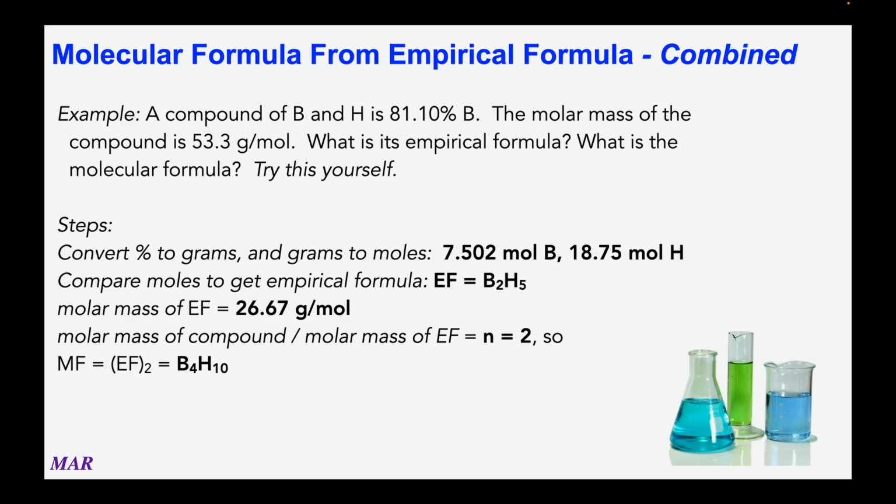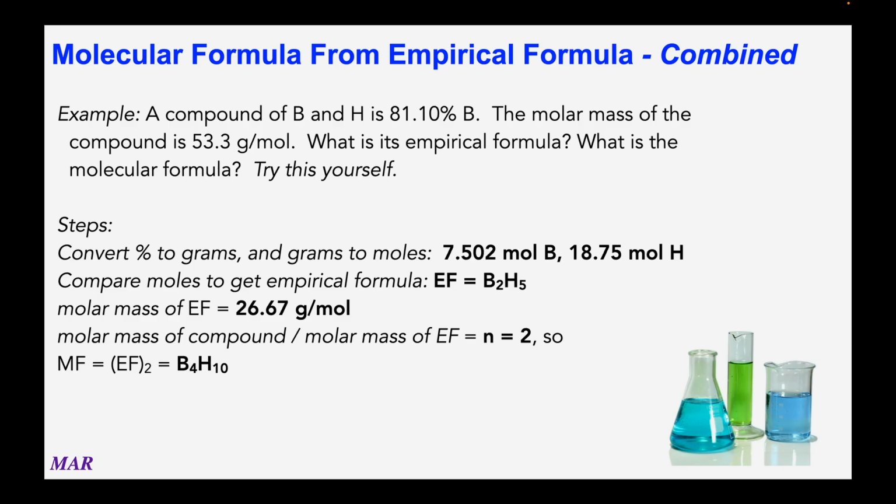To answer this question, first of all, we have 81.10% boron, and it says the compound has just boron and hydrogen. So what that means is 100% minus 81.10 gives you the percent hydrogen. Just assume 100 grams, so that would be 81.10 grams of boron and 18.90 grams of hydrogen, if my math is done right here in my head.